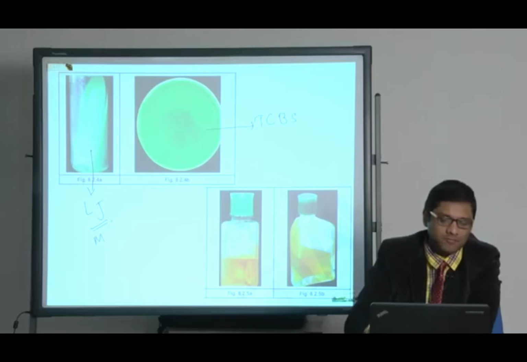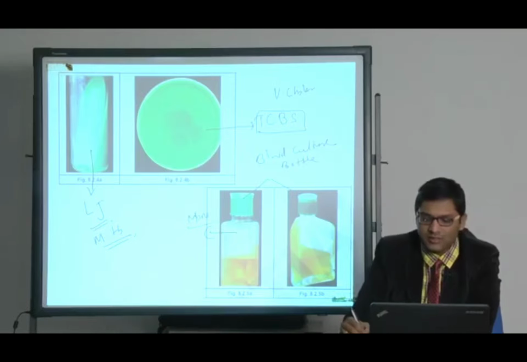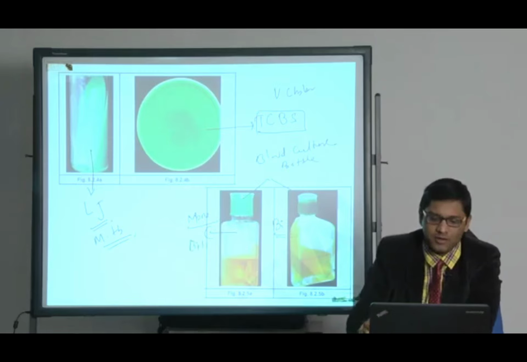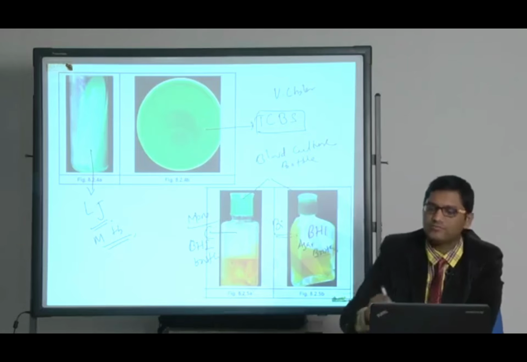LJ medium is used for Mycobacterium tuberculosis. TCBS agar is used for Vibrio cholerae, and these two are blood culture bottles. Blood culture bottles are composed of, this is a monophasic medium, whereas this one is a biphasic medium. Monophasic medium is composed of brain heart infusion broth, whereas biphasic medium is composed of brain heart infusion agar and broth, both.